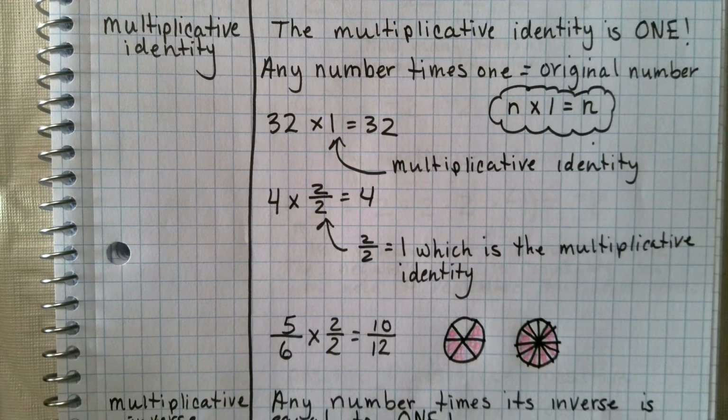So 32 times 1 is 32. 4 times 2 divided by 2, or 2 halves, is 4. 2 over 2 is another way to write 1, or any other fraction where the numerator and the denominator are equal is another way to write 1, which is the multiplicative identity.